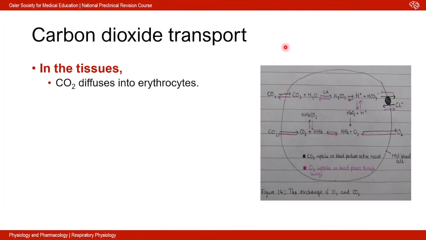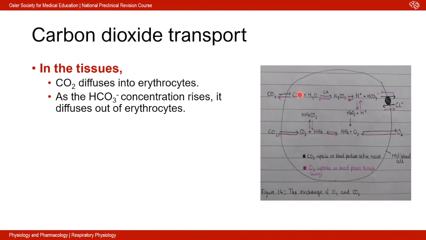I think it's a copy of a textbook one. So in the tissues, the CO2 diffuses into erythrocytes. So here we're looking at these black arrows. So we've got our CO2 diffusing in. And this is going to initiate these reversible equations, so this top line here, and it's going to increase the amount of bicarbonate. And this bicarbonate is going to diffuse out of erythrocytes.